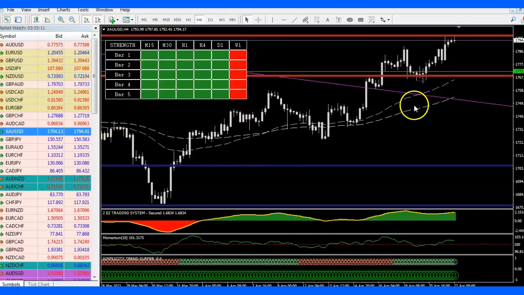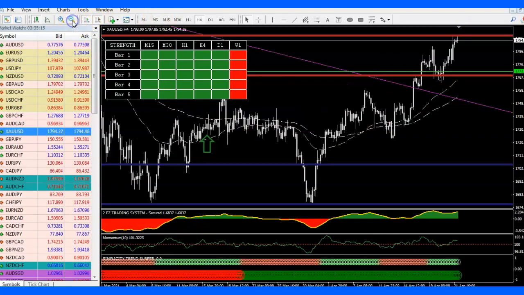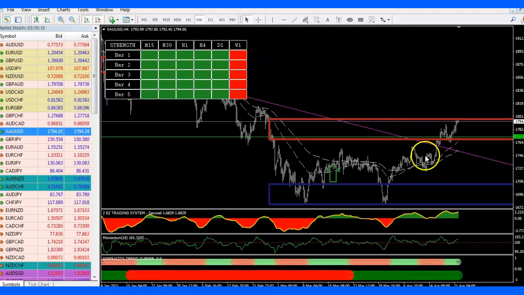So I figured that out while I'm still testing this indicator. It's a lesson learned. Okay, so that's from gold.